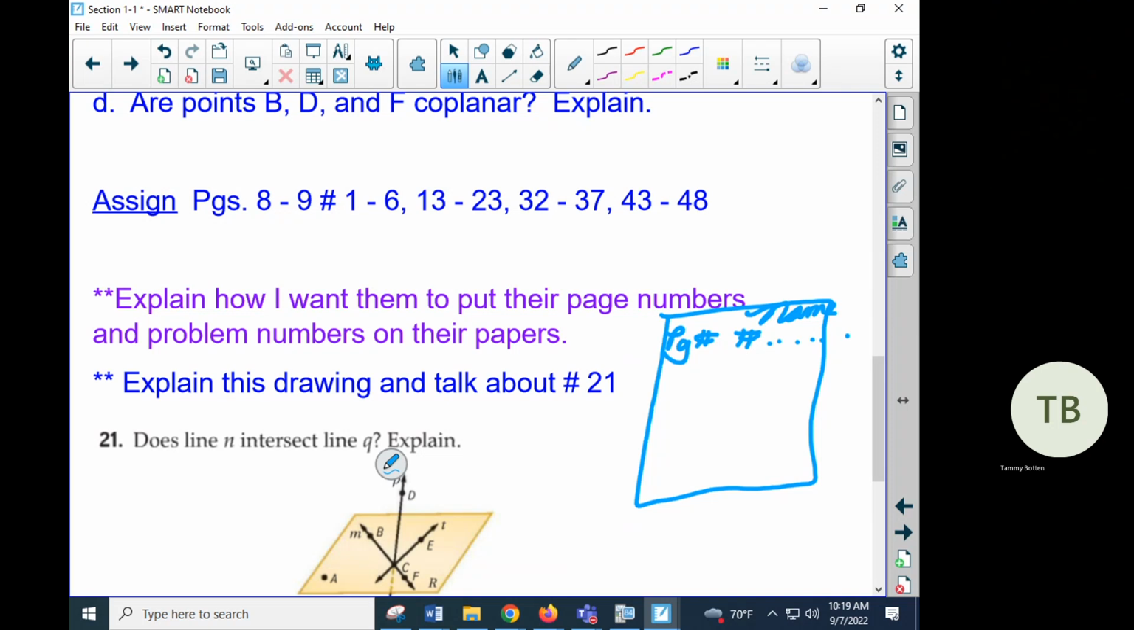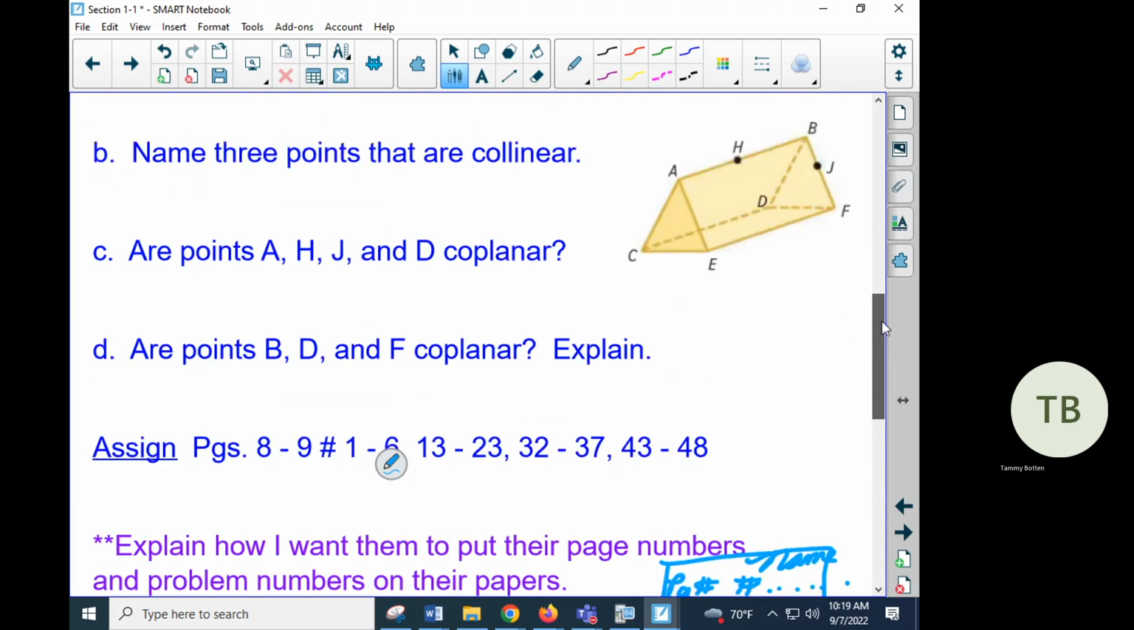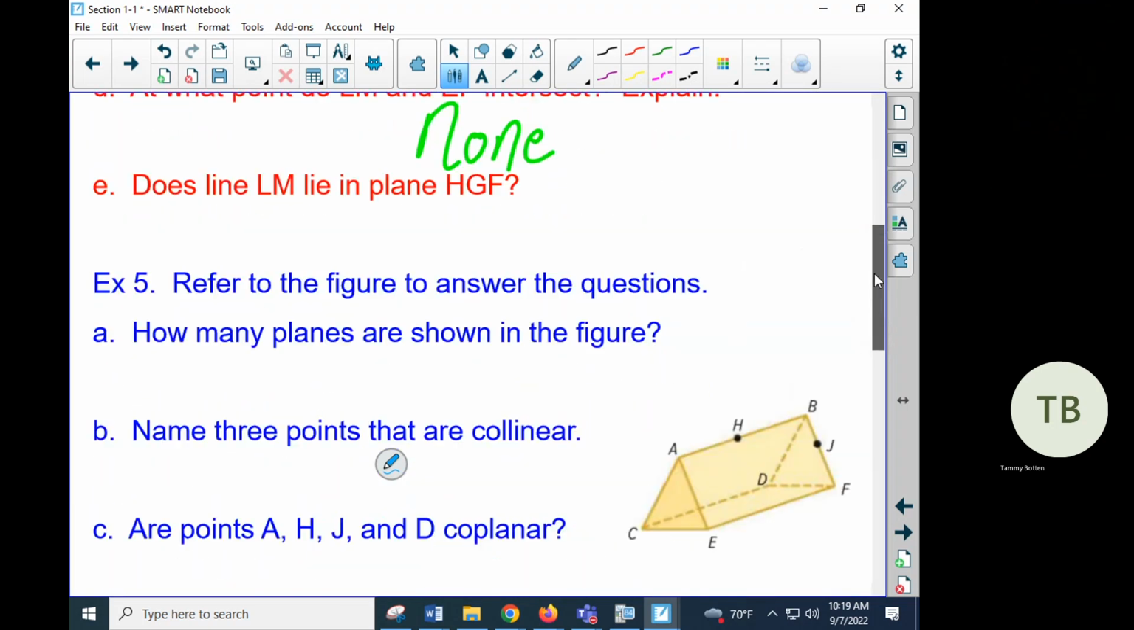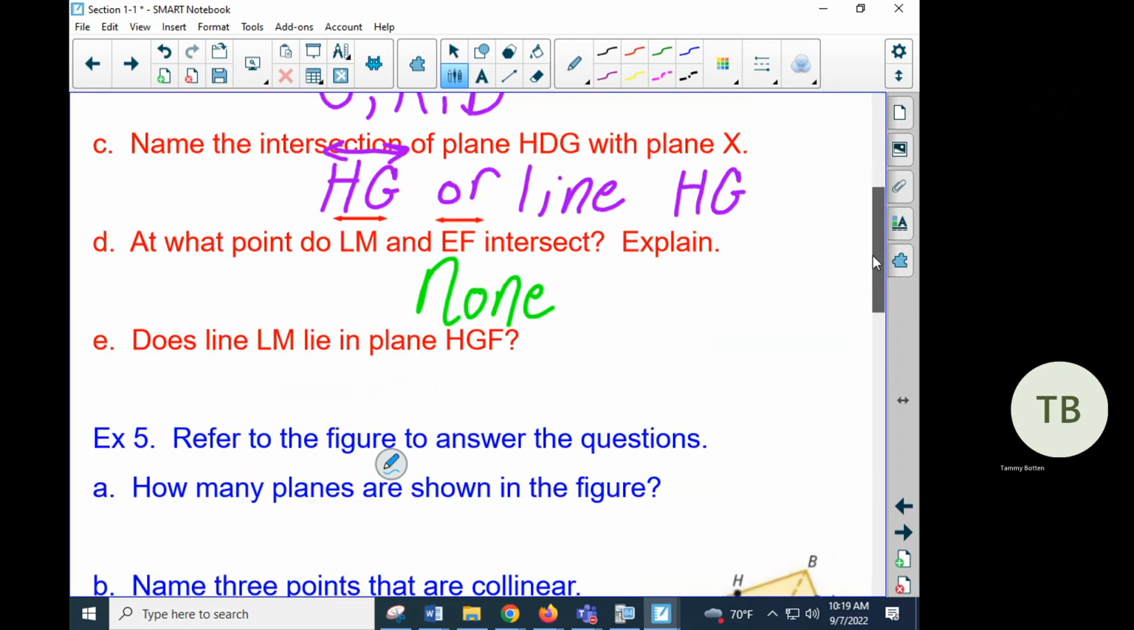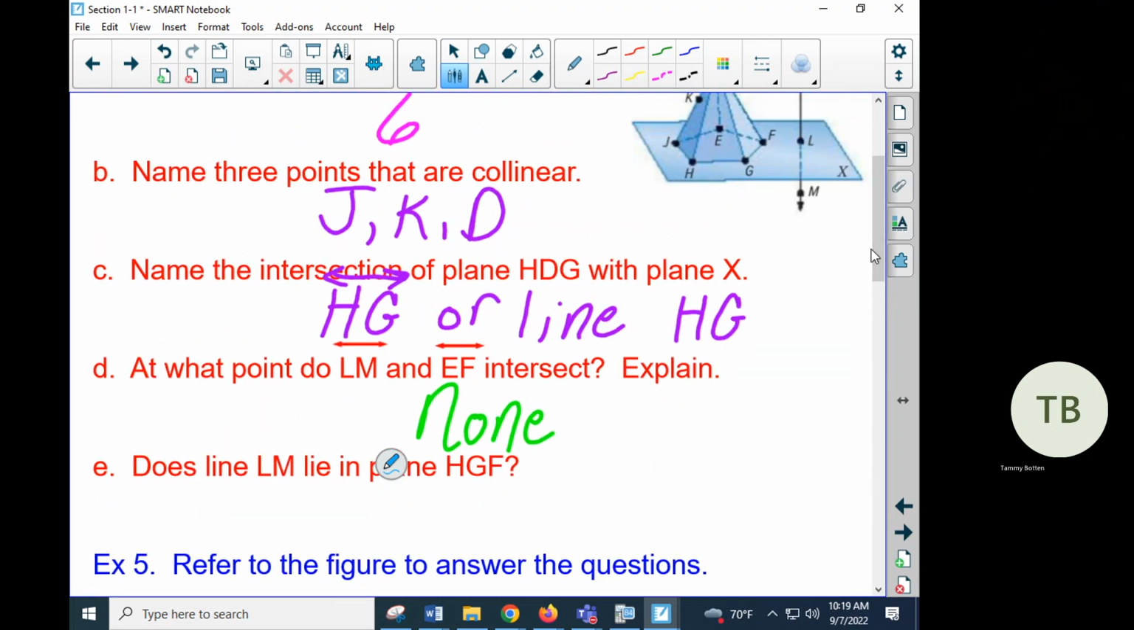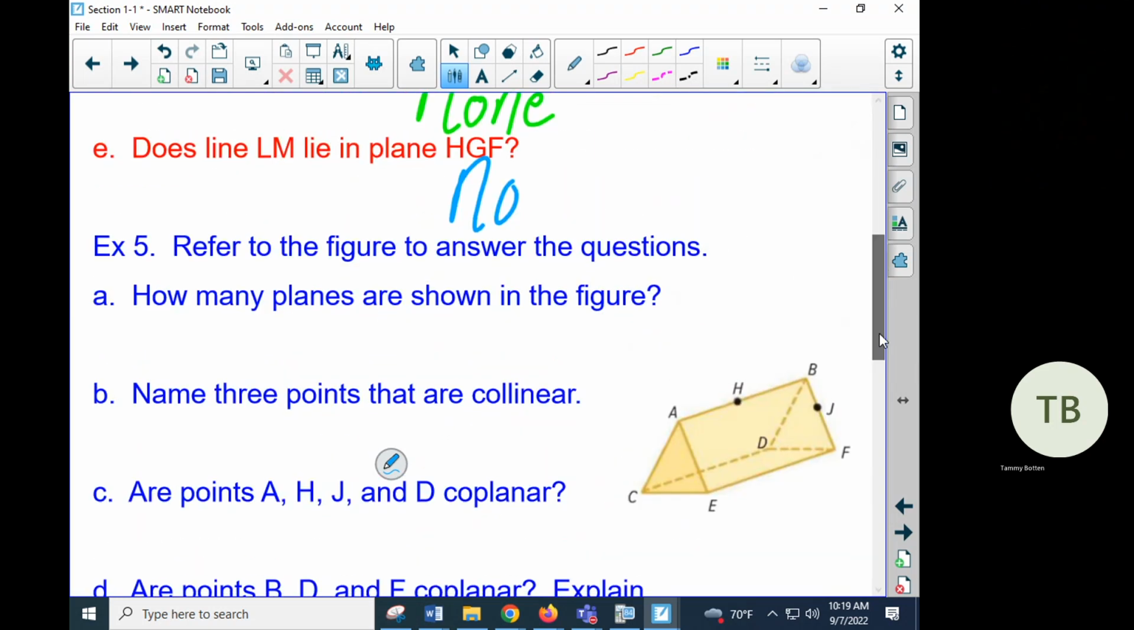All right, so let's go back up here. We're almost done. So does line LM lie in this plane? No. Because that line cuts through the plane, it's not in the plane.